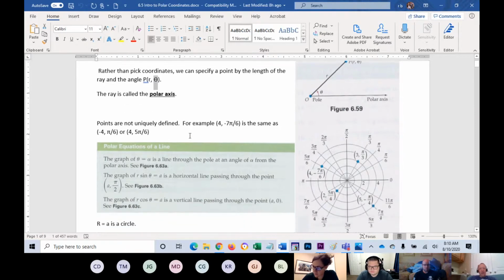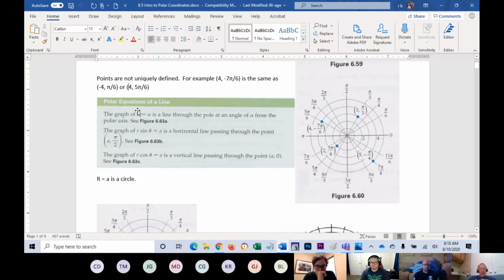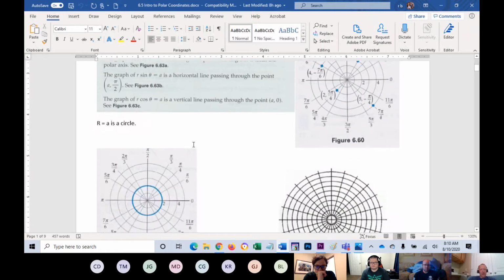So points are not uniquely identified. For example, 4, negative 7 pi/6 is the same as negative 4, pi/6, or you could say 4 and 5 pi/6. So that's 3 ways to describe the same point. Okay, so the idea, the polar equations of a line, so we can define lines different ways. The graph theta equals alpha is a line through the pole, so we call the center the pole, at the angle alpha from the polar axis.